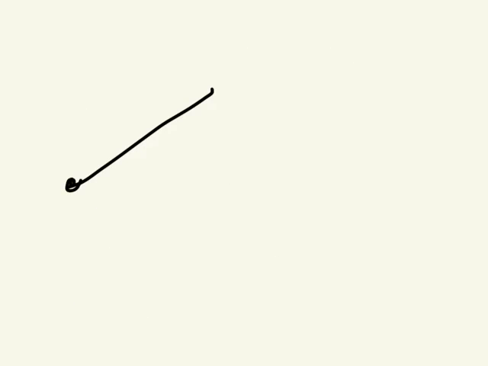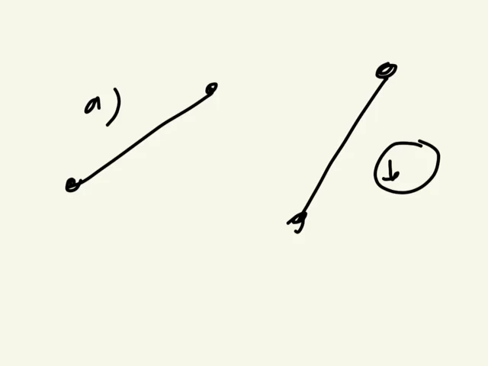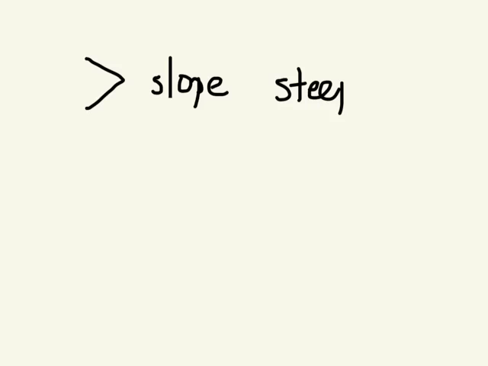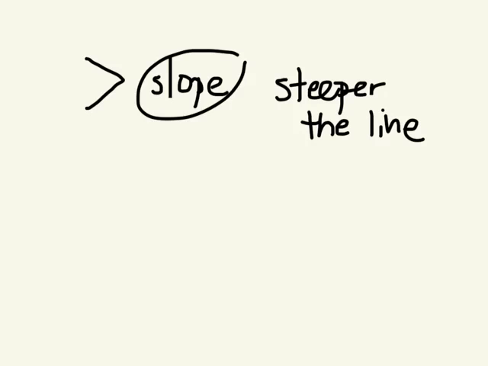Here's another line. Which line is steeper? A or B? B. Good. Okay, so the slope refers to the steepness of a line, and there's a way that you can actually calculate the slope. We're going to learn how to calculate the slope of a line, and you're going to see that the greater the slope, the steeper the line. So the higher the number you get once you calculate the slope, you know that's going to be a steeper line.